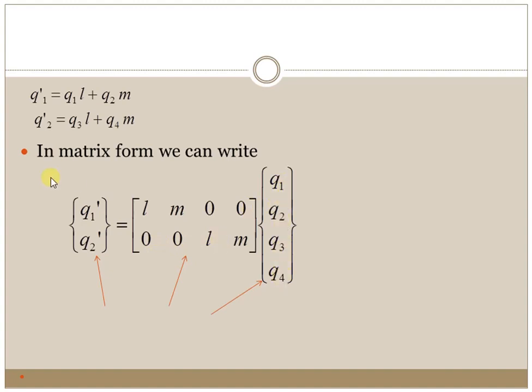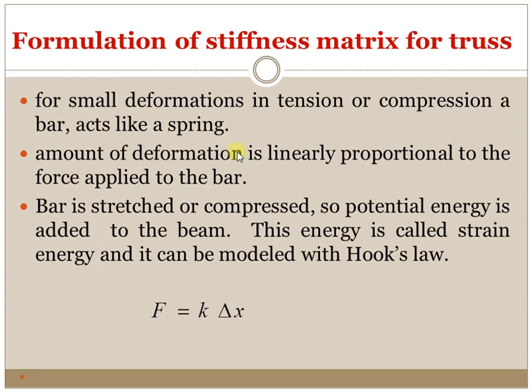That is the relation between the local coordinate system and the global coordinate system, with L as a transpose matrix. It means if you want to convert the local coordinate system into the global coordinate system, you have to use the transpose matrix, which you can denote by L. It is called the transformation matrix. Now, how are we going to formulate the stiffness matrix for a truss?